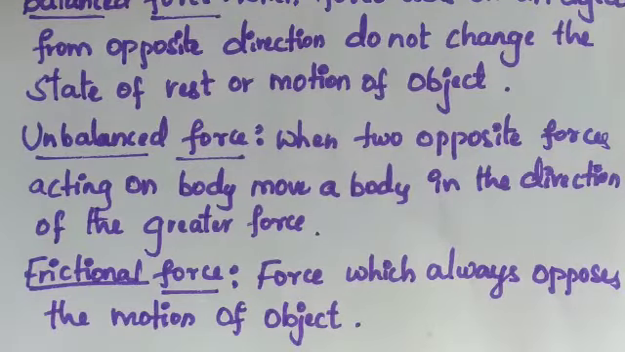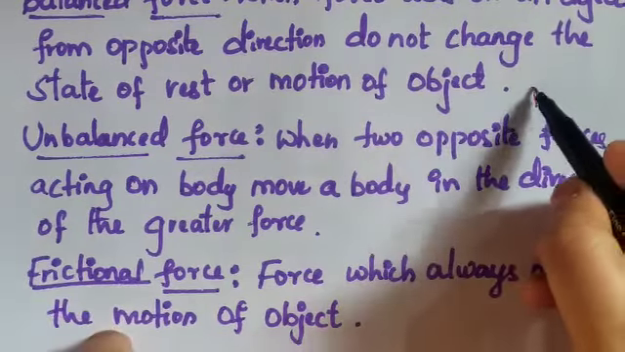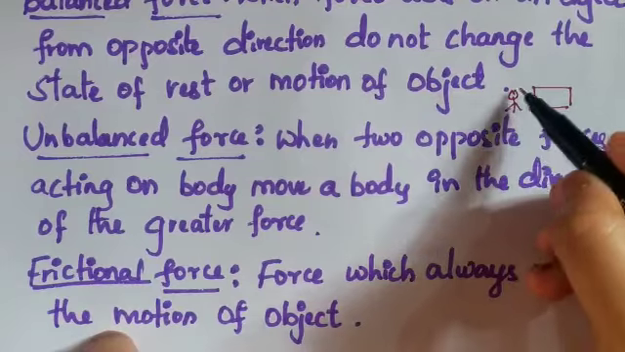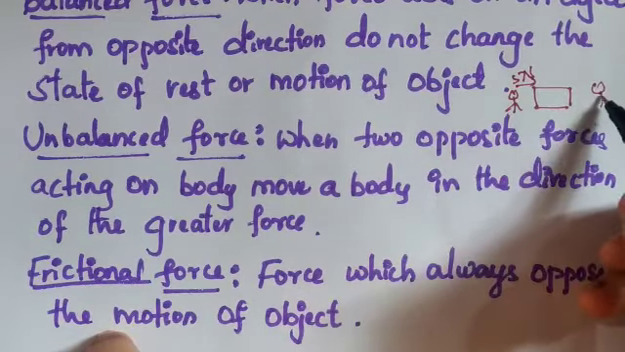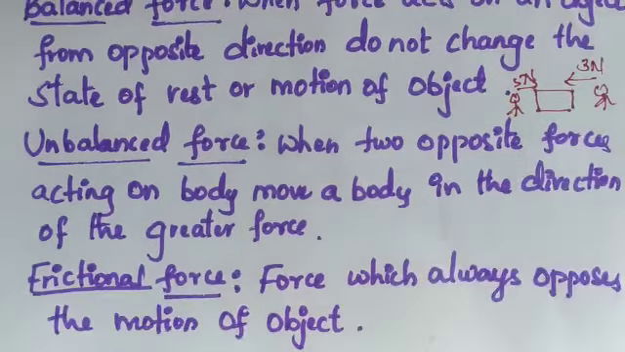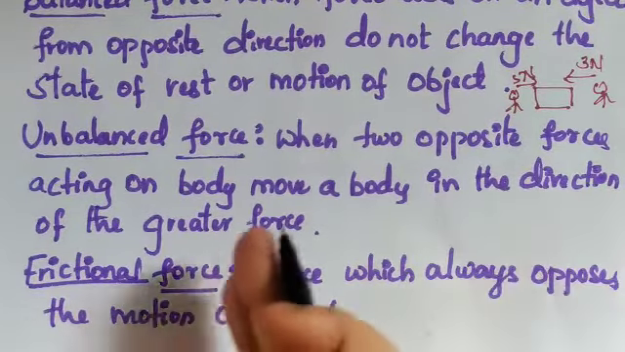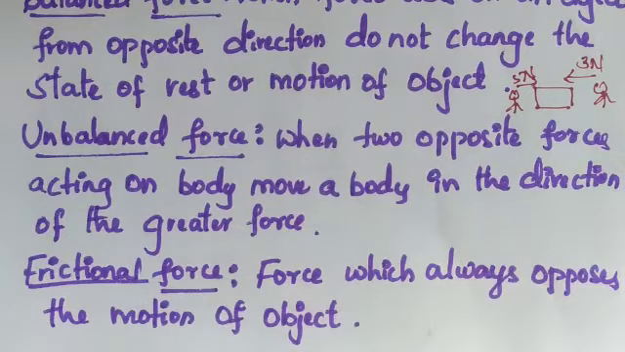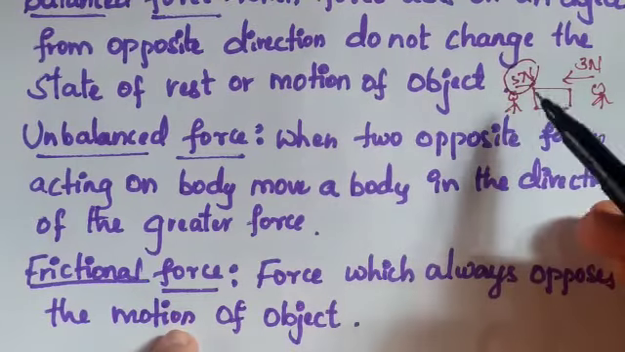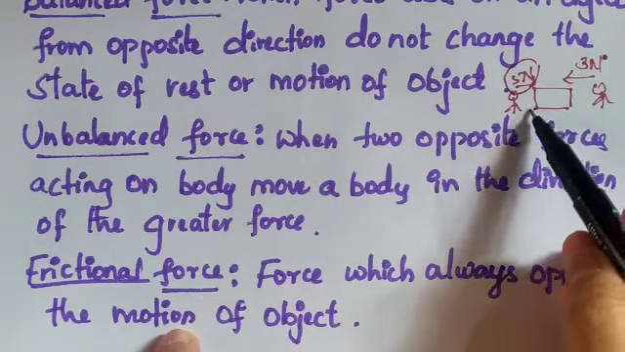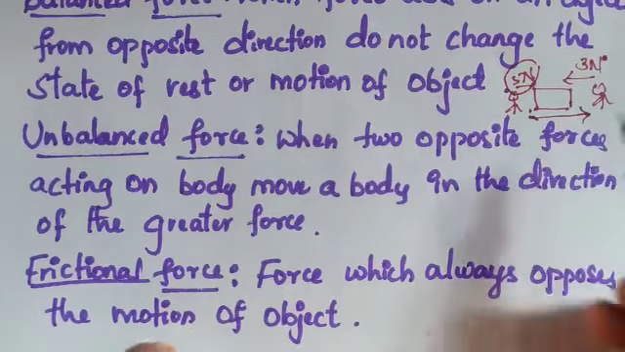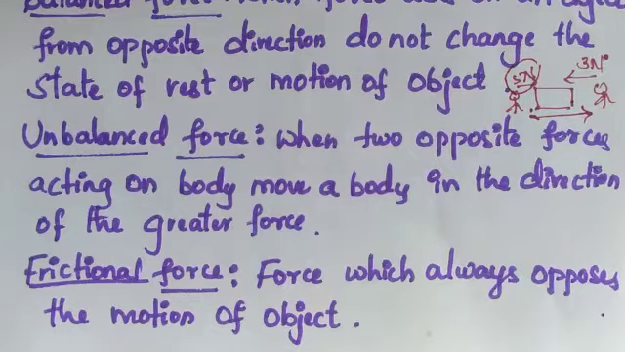Next is unbalanced force. Same example I'll consider. A box is there and you're applying 5 Newton of force and your friend is applying some 3 Newton of force. Here, when two opposite forces acting on a body move the body in the direction of the greater force, it is called the unbalanced force. So here who is applying the greater force? You are applying the greater force of 5 Newton compared to your friend. So the object will move in this direction. That means the object will move in the direction of the greater force. This is called unbalanced force.